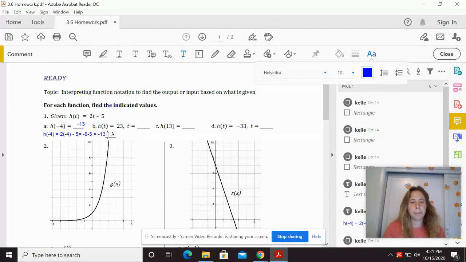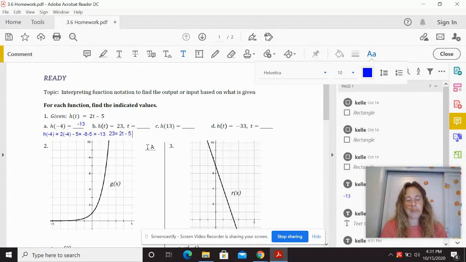This time, they say h of t is equal to 23. So you're not substituting in for t. See how they put it in the parentheses over here? They replaced the t with negative 4. This one, you substitute 23 in for h of t. 23 equals, and then rewrite the equation, 2t minus 5. And then you just solve for t.